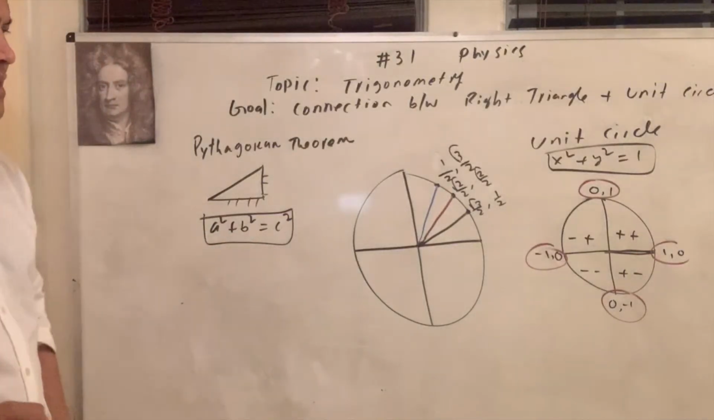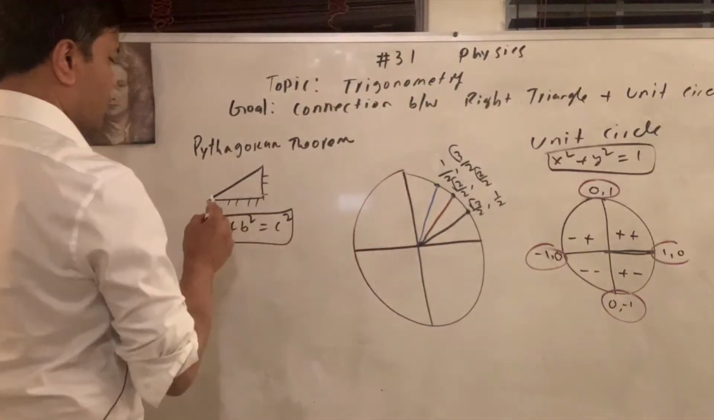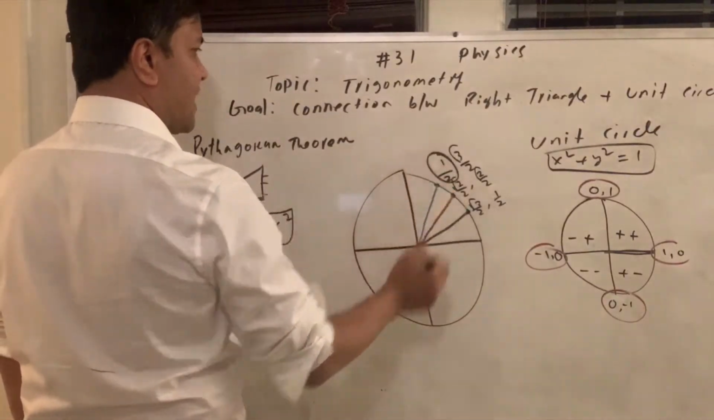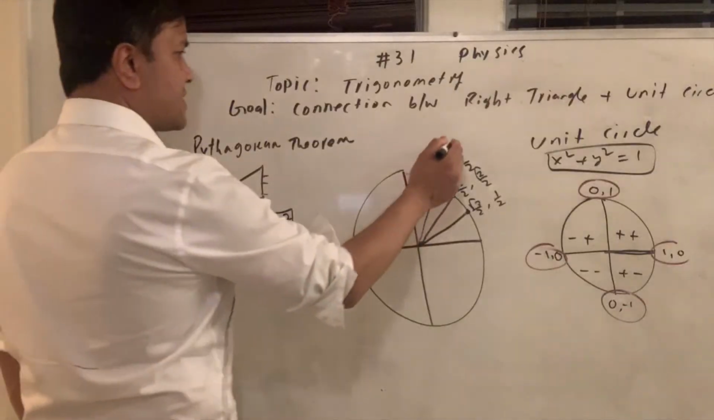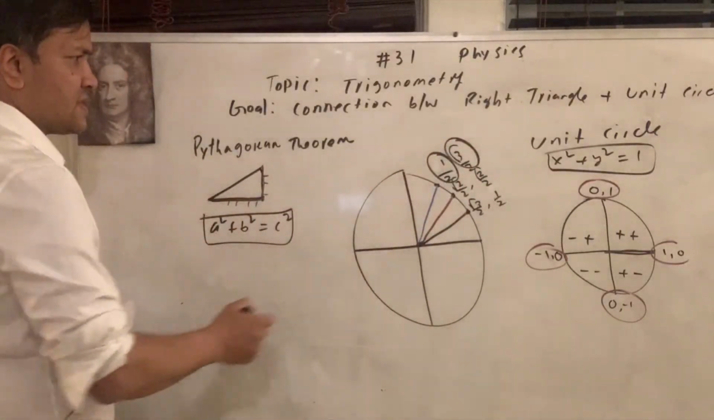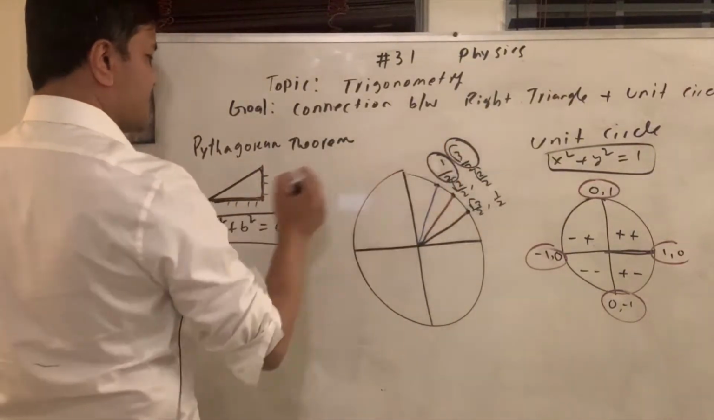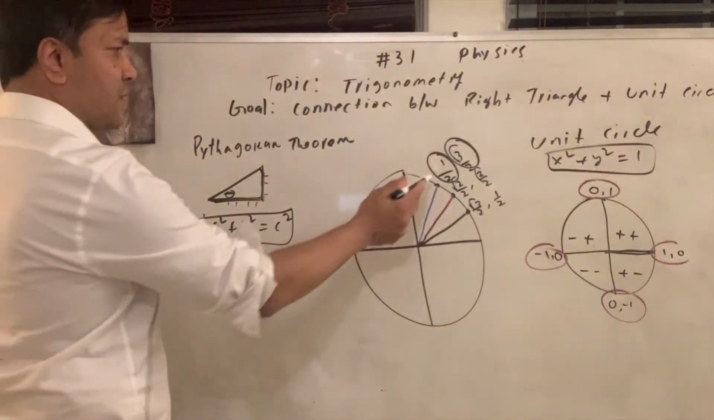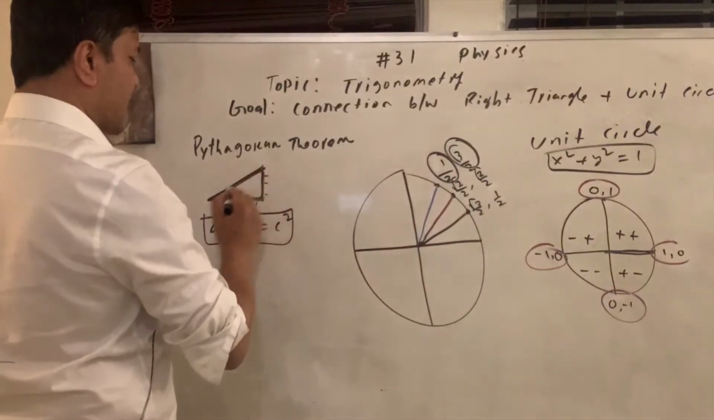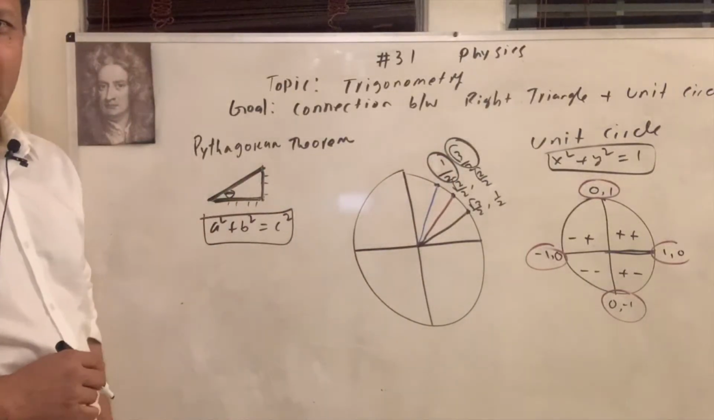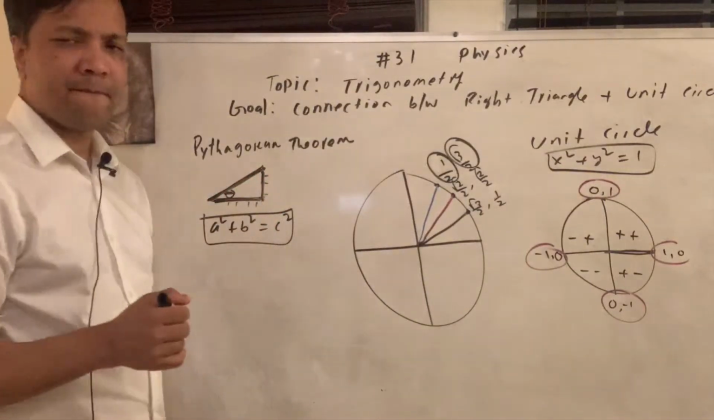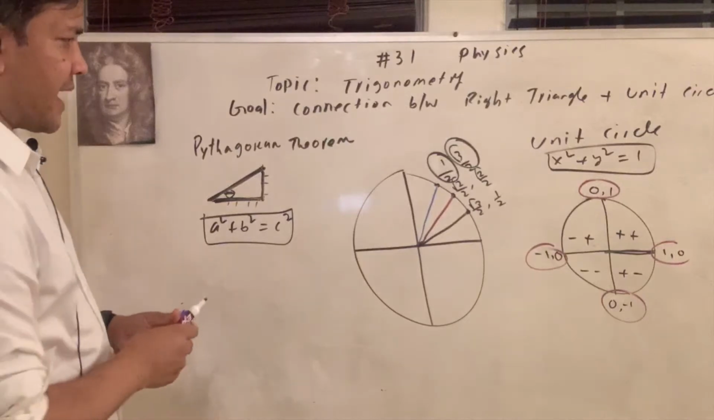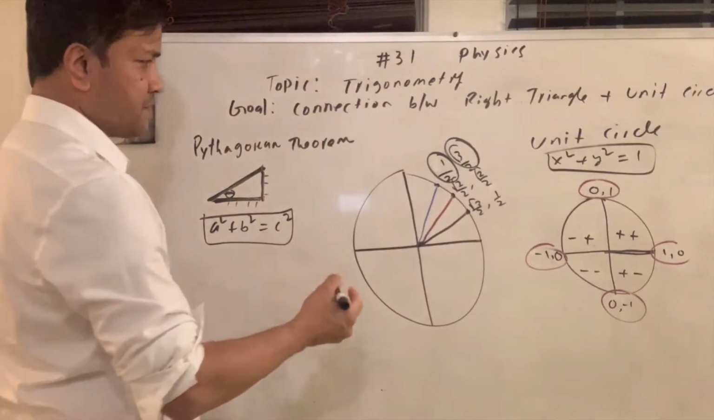So what do they represent? They represent both legs of the right triangle. This is the horizontal and this is the vertical. This is the adjacent and this is the opposite with respect to the angle. If you get both legs, you would be able to get the other side. Now this will allow you to find all the angles in the fourth quadrant.